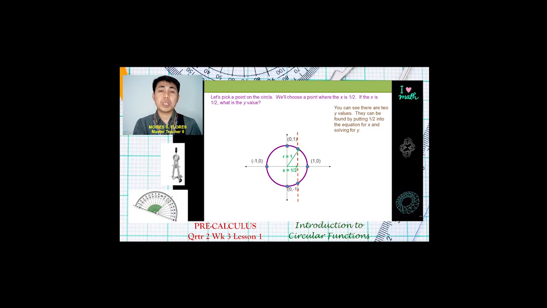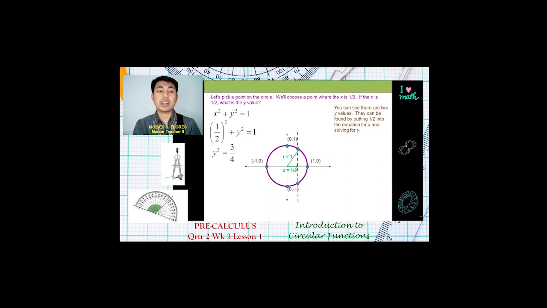We recall our standard form for the equation of a circle, which is x squared plus y squared equals 1. We already know the value of x, which is 1/2. Substituting it into the equation, (1/2) squared plus y squared equals 1. Then we solve for the unknown, y squared. (1/2) squared is 1/4. Transposing that to the other side, 1 minus 1/4 is 3/4. So y squared equals 3/4.